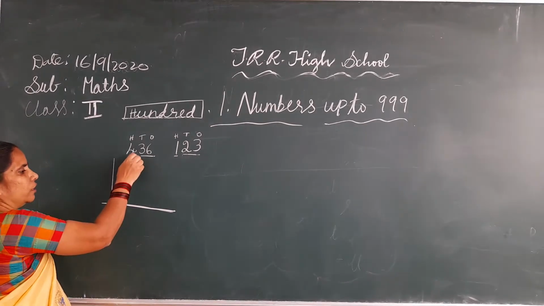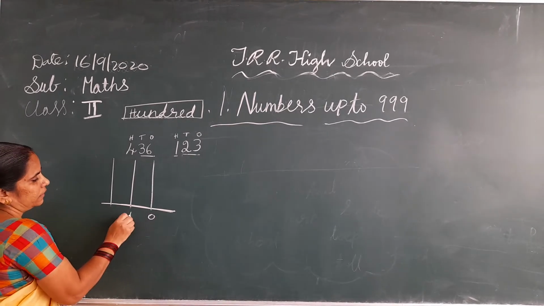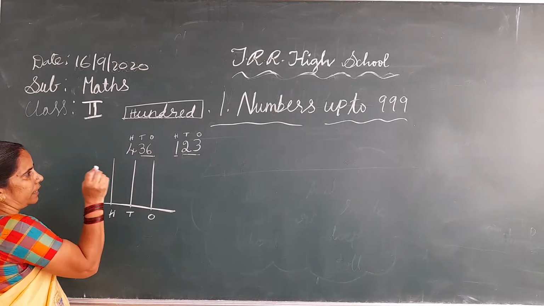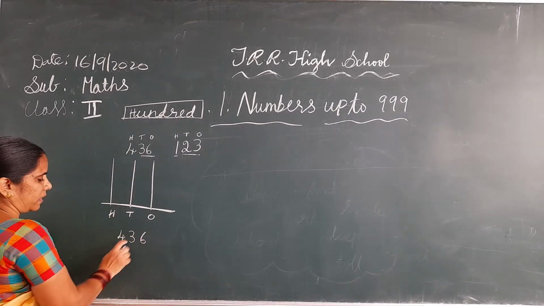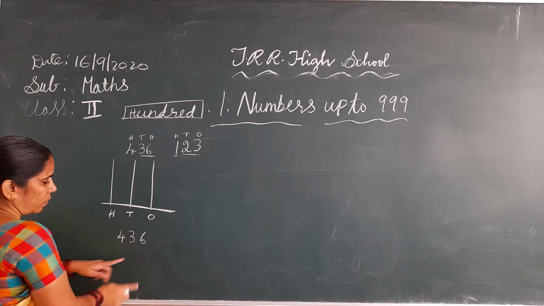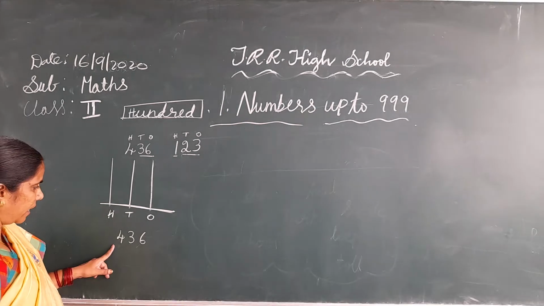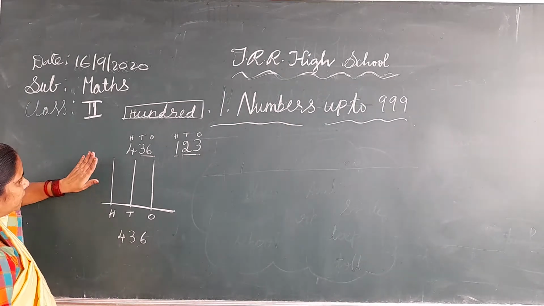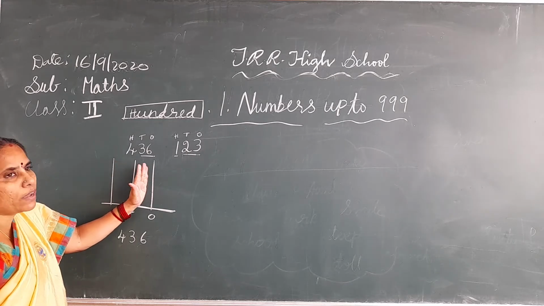Here 3 dots are there. First place, ones, tens and hundreds. This number I write here. What is this number? 436. This is ones, this is tens and this is hundreds. This is the hundreds place. And this is the tens place. And this is the ones place.